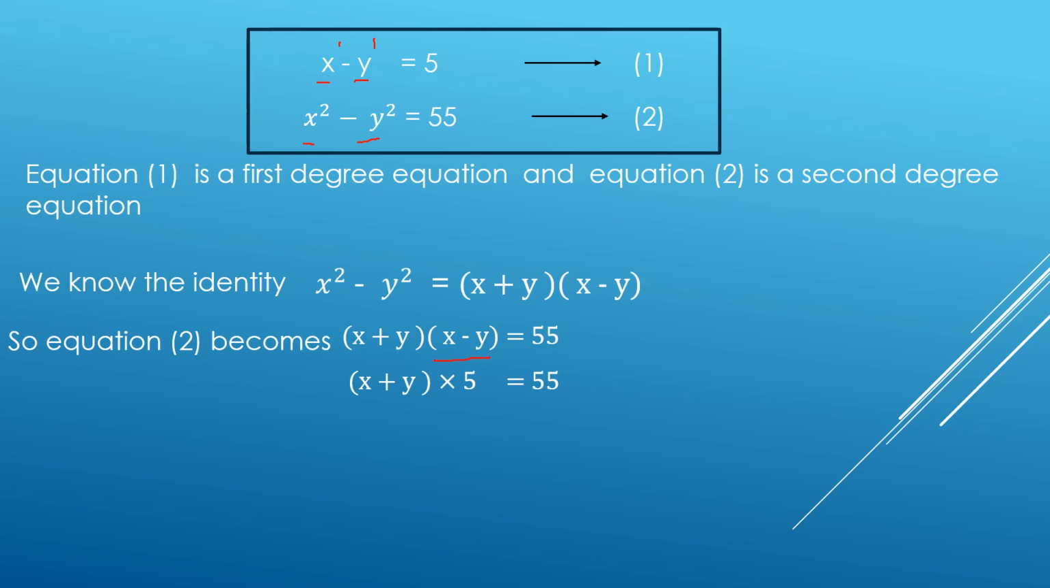Now, how will you find x plus y? Very good. X plus y equal to 55 divided by 5. And what is 55 divided by 5? Yes, it's 11. So we got x plus y equal to 11. And we call this equation number 3. Look at equation number 1. We have x minus y equal to 5. So we got two equations of first degree.